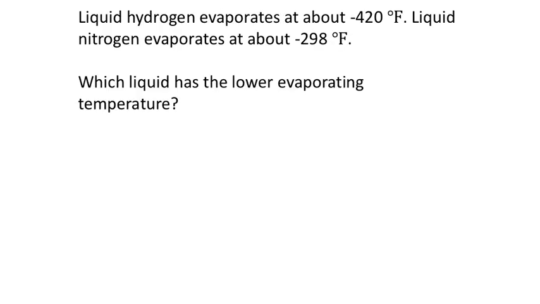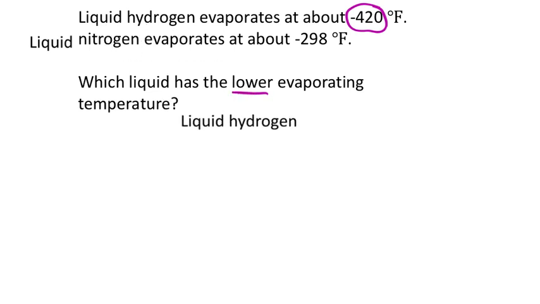Liquid hydrogen evaporates at about -420 degrees Fahrenheit. Liquid nitrogen evaporates at about -298 degrees Fahrenheit. It's pretty low. Which liquid has the lower evaporating temperature? Since both are negative, the bigger negative would be lower in temperature. So it's liquid hydrogen, which is a lot more writing than I want to do, so copy and paste, bam.